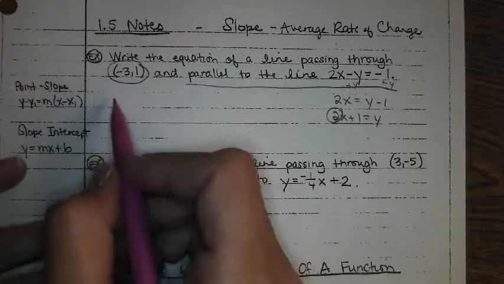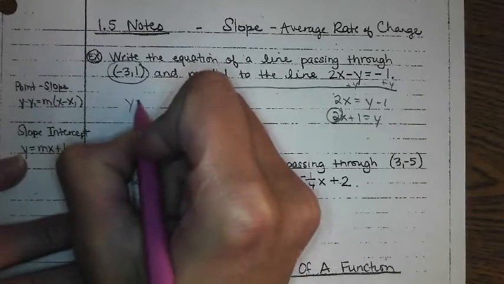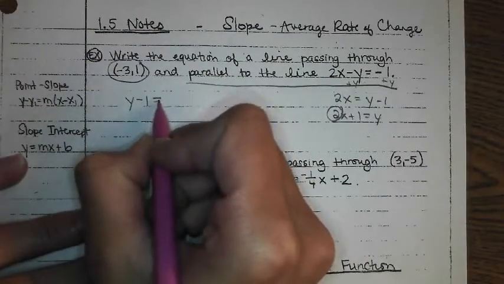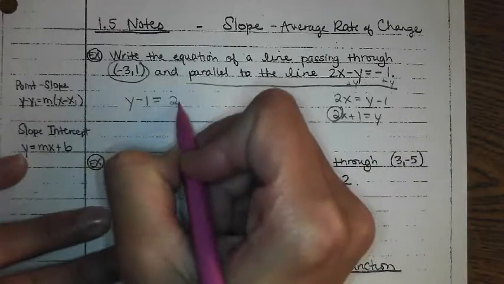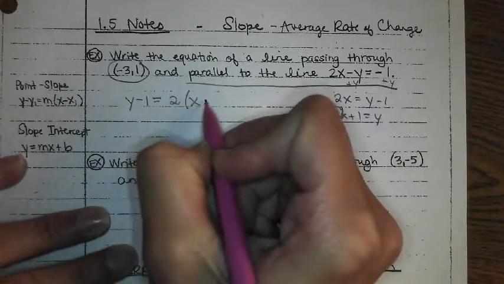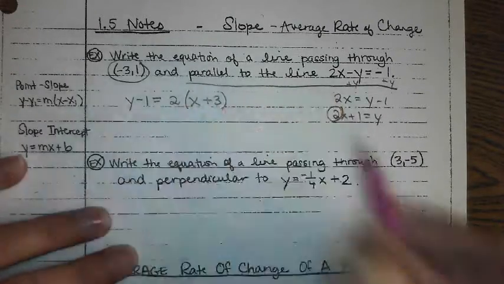So our point slope format, just y minus the y coordinate of 1 equals your slope of 2 times x minus negative 3, which becomes x plus 3.